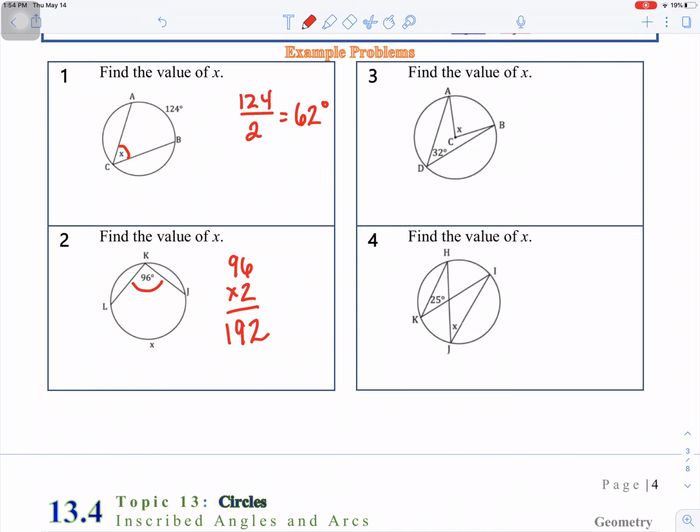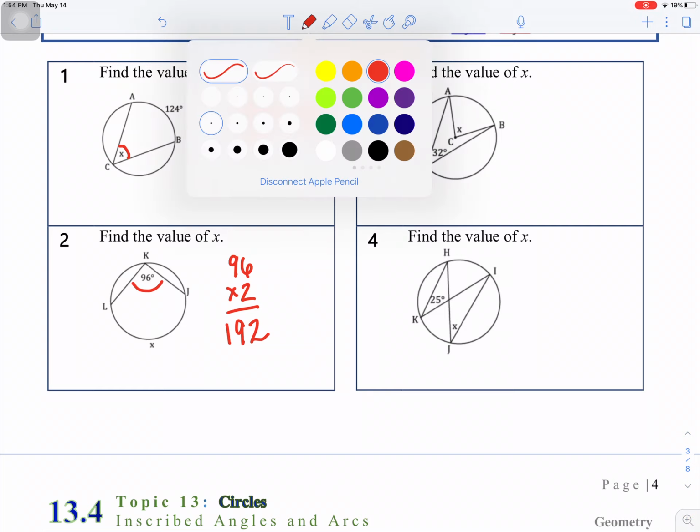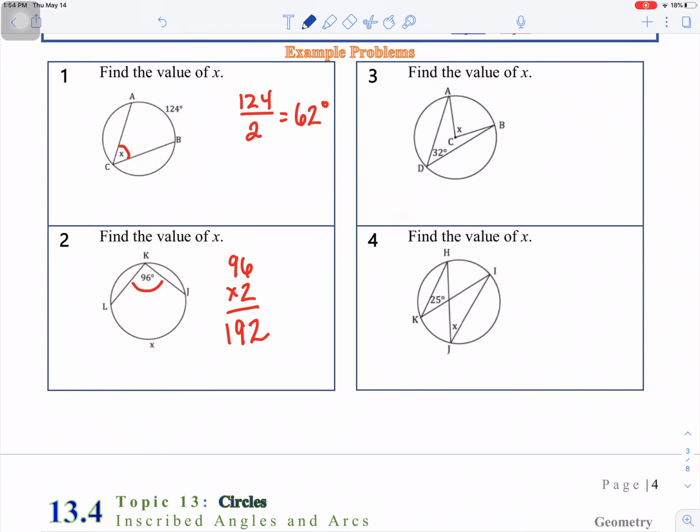All right, now here's where they get a little tricky. Find the value of x. So we want to know what this angle is, the central angle, okay? And what do we know? We know that this angle, the inscribed angle, is 32. What is the arc? Remember, the angle is half of the arc. So to get the arc, we double. And then the central angle equals its arc, so x is 64.